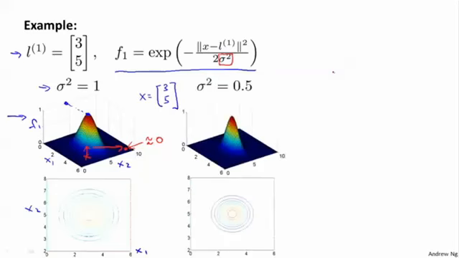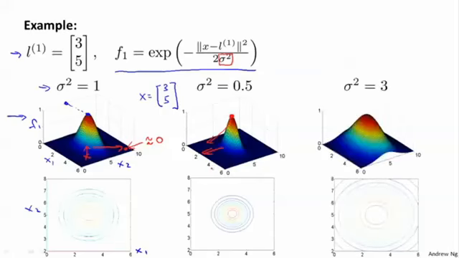If we set sigma squared to 0.5, what you find is that the kernel looks similar, except that the width of this bump becomes narrower. The contours shrink a bit too. So if sigma squared equals 0.5, then as you start from x equals 3,5 and move away, the feature f1 falls to 0 much more rapidly.